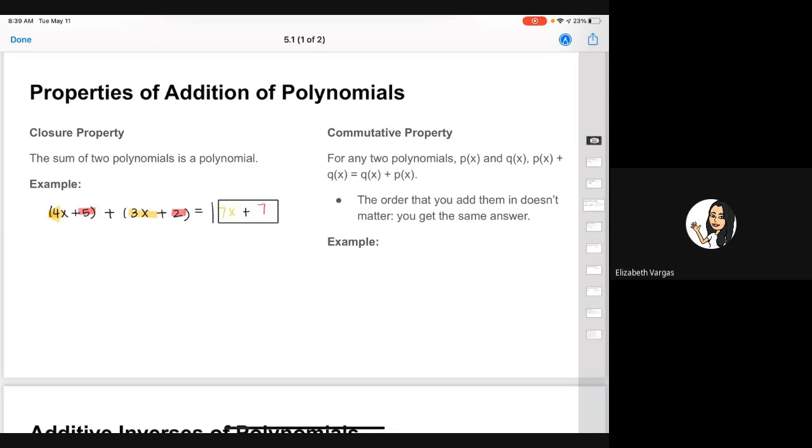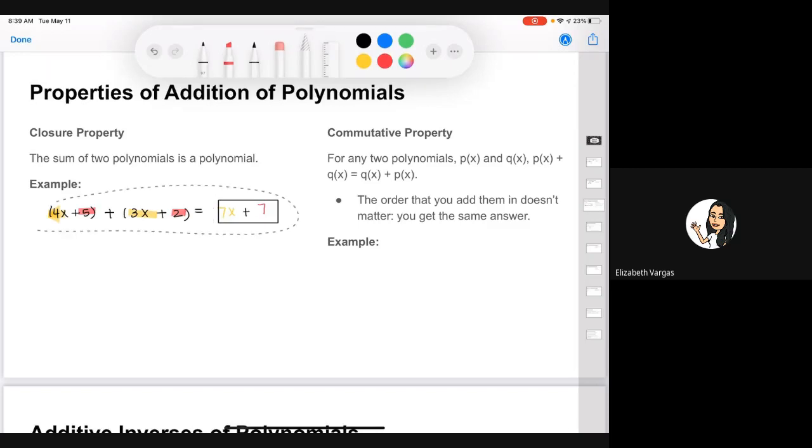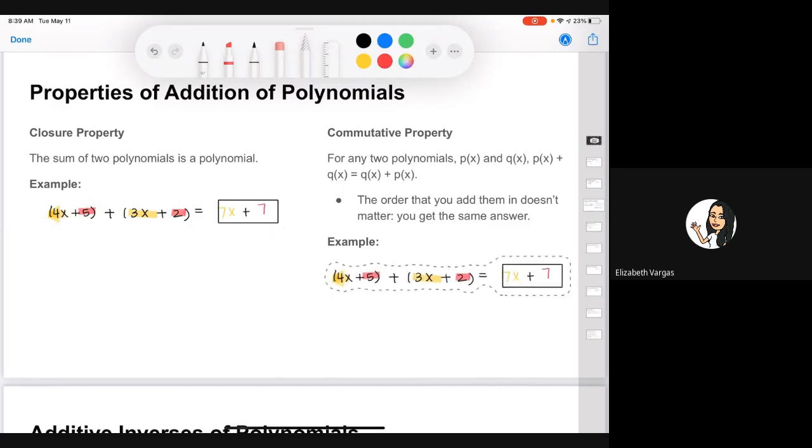The next one is the commutative property. The commutative property basically tells me the order in which you add things together does not matter. You'll get the same answer. So for example, I have this expression right here. And the way I added it was I put the 4x in the front and the 3x in the back. Well, if I were to rewrite that where I had 3x in the front, you can see that I've switched those two.